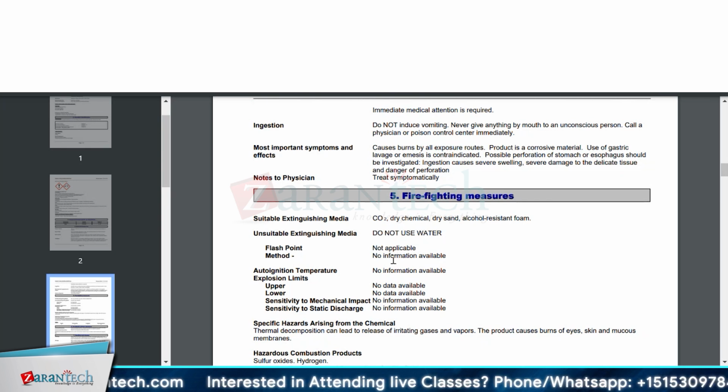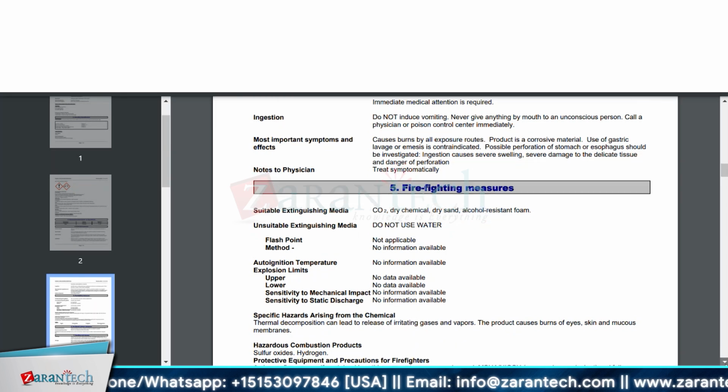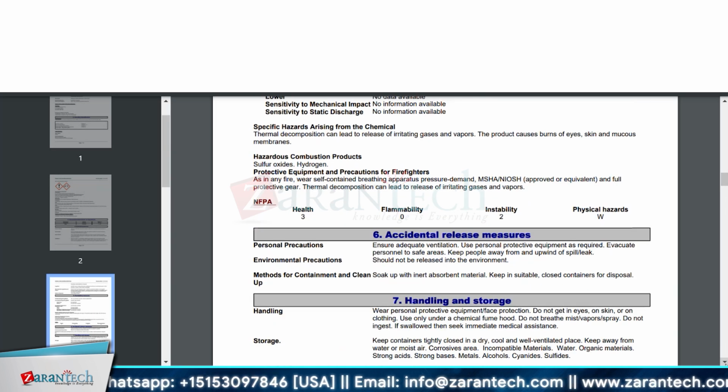Then we maintain the flash point and method. What is the flash point? Again, this will be maintained by the regulatory team. We will also maintain the auto-ignition temperature, explosion limits, upper limit and lower limit, all of it in the MSDS. You can see that. So what are the NFPA requirements?